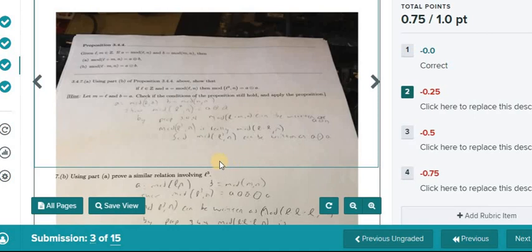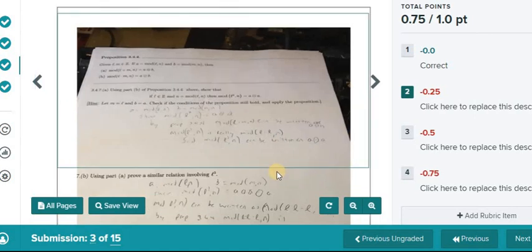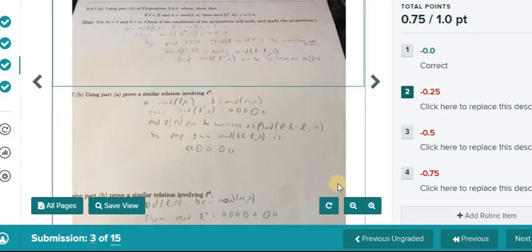Make sure that it's legible before you send it. All right, so this is very difficult to read. So I can critique part B down here.